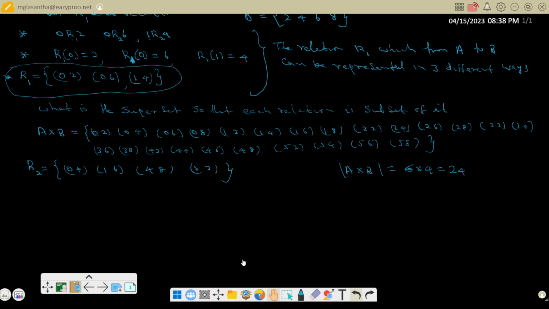Can you tell me another relation, R3? Just tell me another relation. Very simple. You just pick a few elements from A cross B, then that's a relation. If you just take a subset of A cross B, that's a relation. Tell me one relation of A cross B.